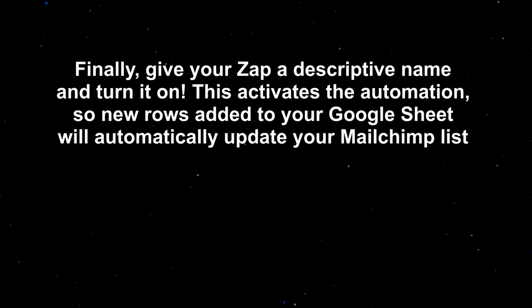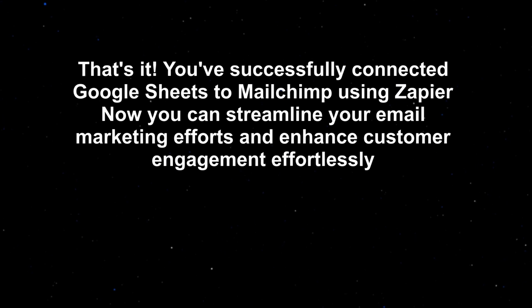This activates the automation, so new rows added to your Google Sheet will automatically update your Mailchimp list. That's it. You've successfully connected Google Sheets to Mailchimp using Zapier. Now you can streamline your email marketing efforts and enhance customer engagement effortlessly.